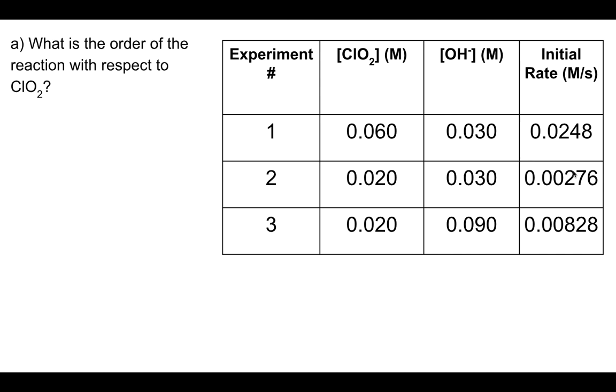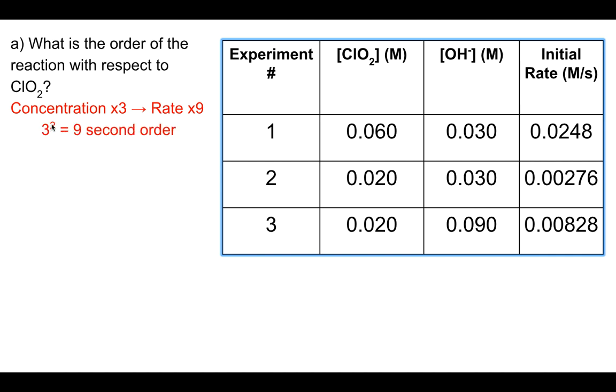When I look at my rate, it's not obvious just by looking at it, so I need to do my math. So I'm going to take 0.0248 divided by 0.00276, and I end up realizing that it's times 9. So when I tripled my concentration, my rate was times 9. So 3 to the second is 9. So that tells me that this is a second order with respect to the ClO2.